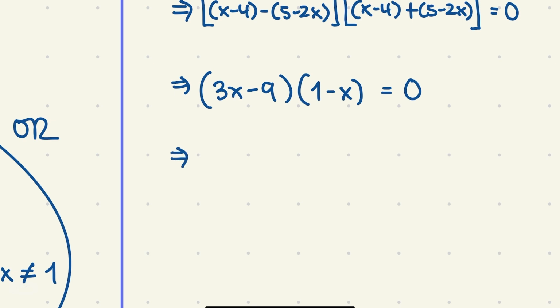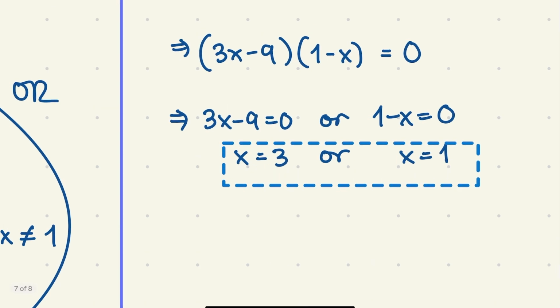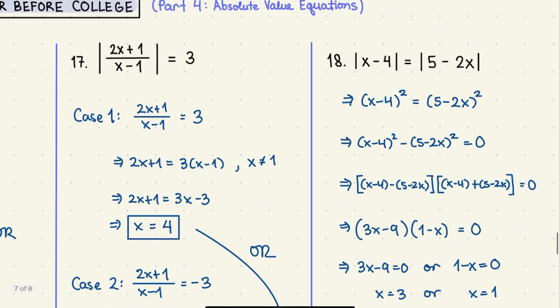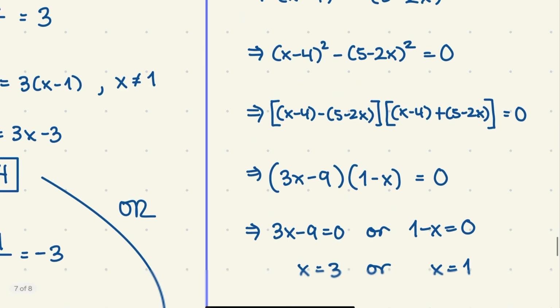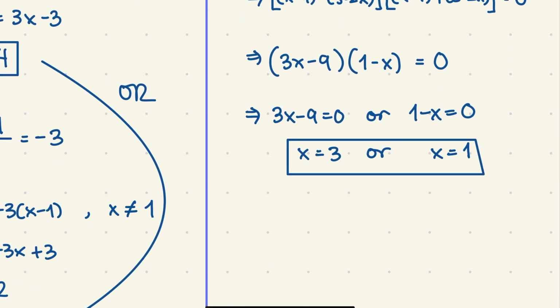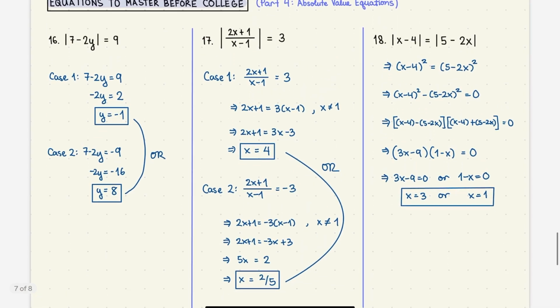Yep. And then let's just simplify. If the first one is 0, we have 3x minus 9 equals 0, or 1 minus x equals 0. For the first, we move this to the other side, so we have 3x equals 9, divide both sides by 3, and we get 3. And for this one, obviously this is true if x equals 1. That's basically the answer for this one. You can easily verify that this is true. Pretty nice. So you could opt for that method, but if you prefer the cases method, there's no harm in that. Anyways, you'll still get the same answer.